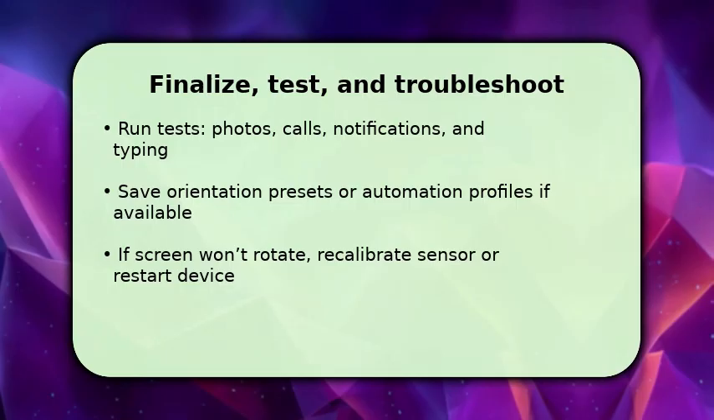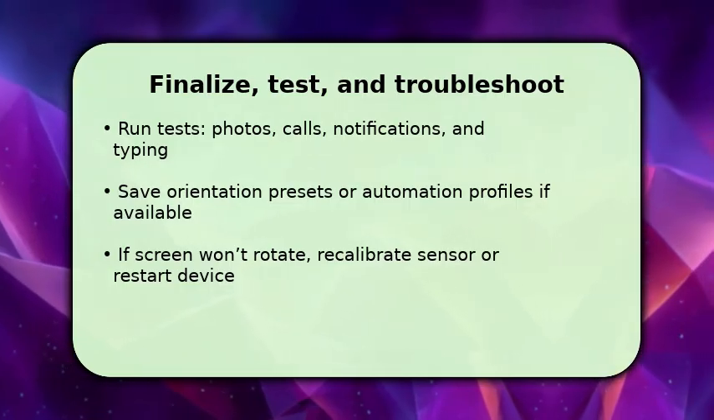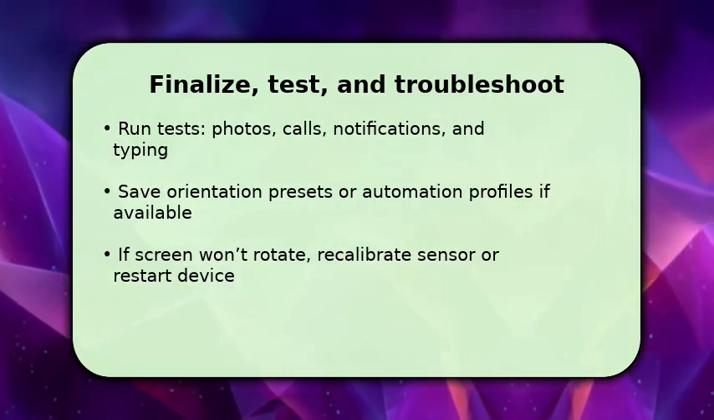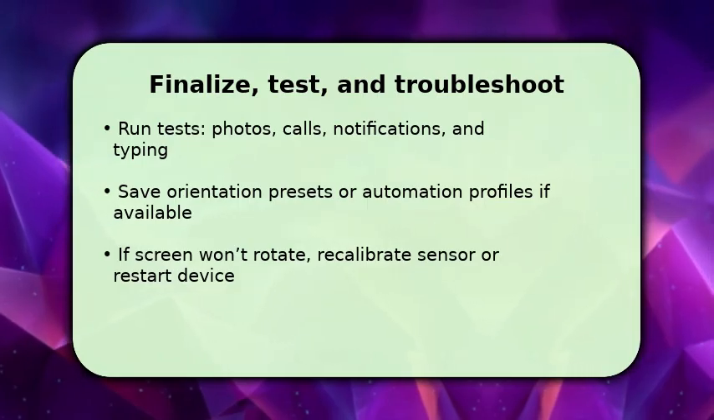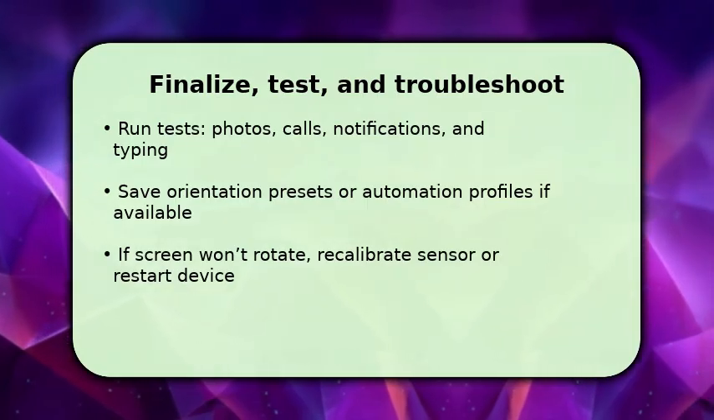If something goes wrong, make sure to recalibrate the gyroscope, check rotation lock again, or restart the device. That simple troubleshooting step fixes most stubborn orientation issues.